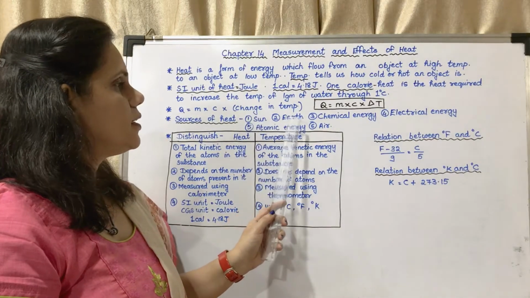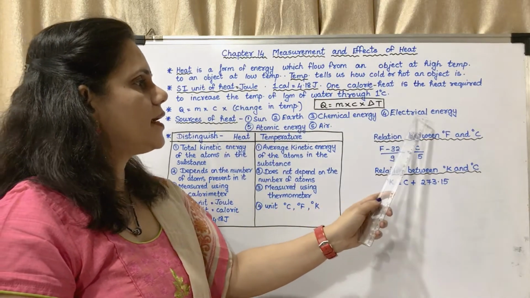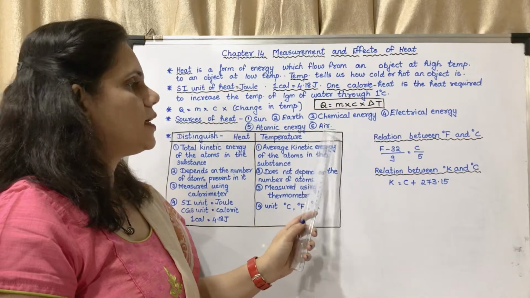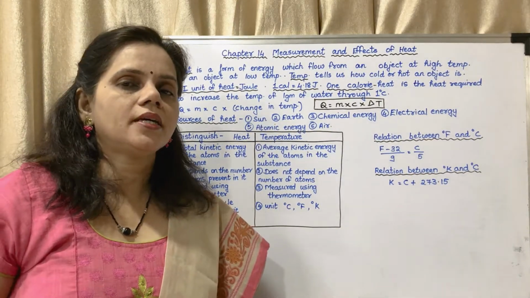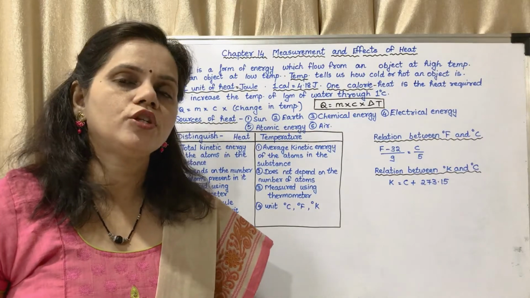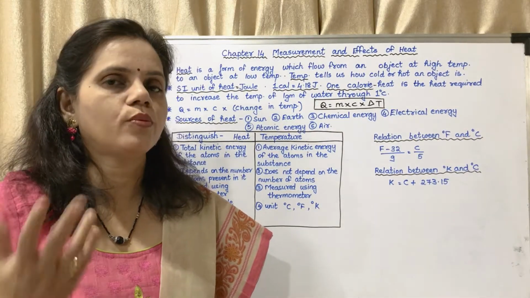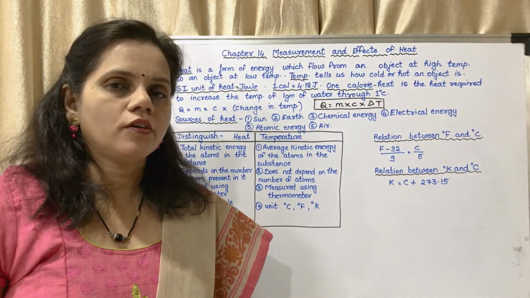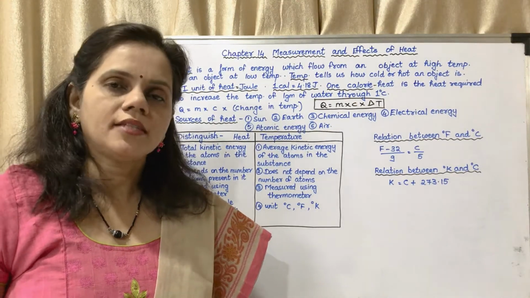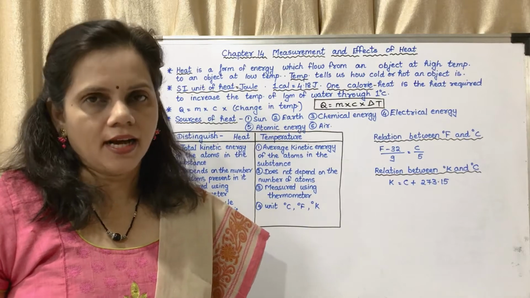It is sun, earth, chemical energy, electrical energy, atomic energy and air. We know about the sun. Inside the sun, nuclear reactions, that is fusion of two hydrogen atoms, take place to form one helium. During this process, a large amount of heat is liberated. Some part of it reaches us.